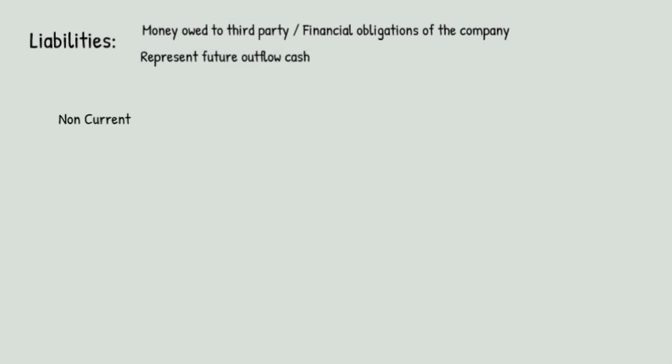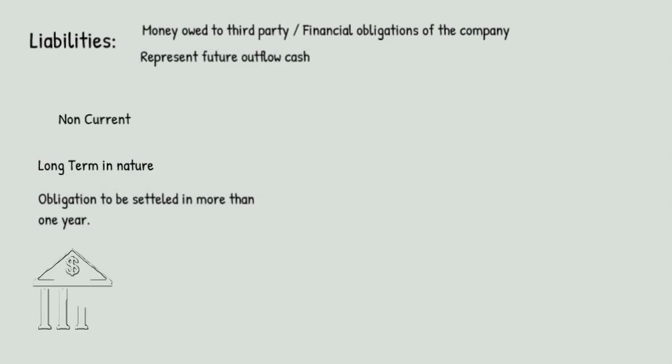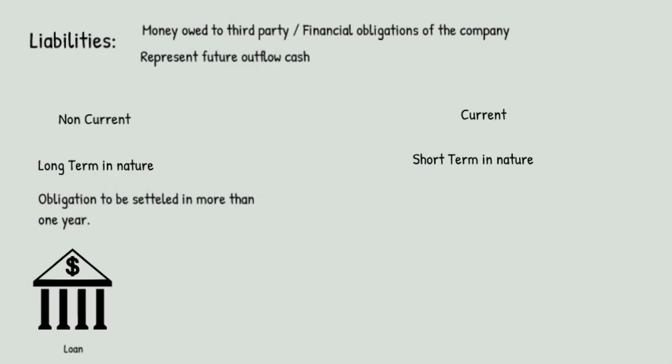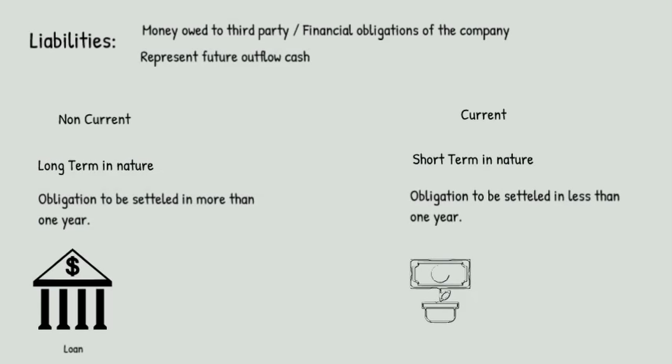Non-current liabilities are long-term in nature, which means that the obligation is to be settled in more than 1 year. The most famous example for it is a long-term loan. Current liabilities are short-term in nature, the obligation to be settled in less than 1 year. Examples for it are dividend payable and account payable.